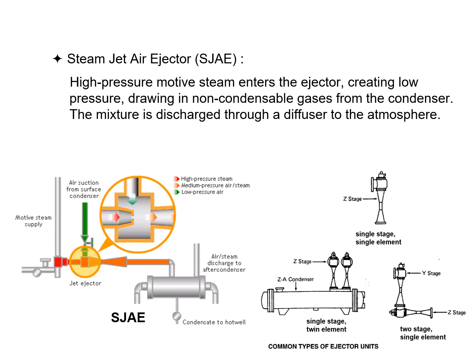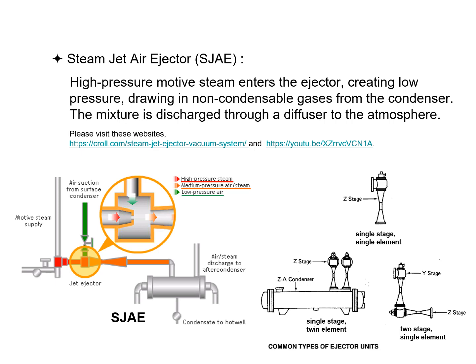Additionally, the steam jet air ejector operates as follows. High-pressure motive steam enters the ejector through the inlet, creating a low-pressure area that draws in non-condensable gases from the air-cooled condenser. The mixture is discharged through a diffuser to the atmosphere. For more details and a video demonstration, visit these websites.